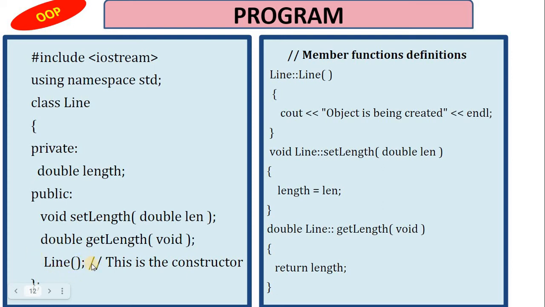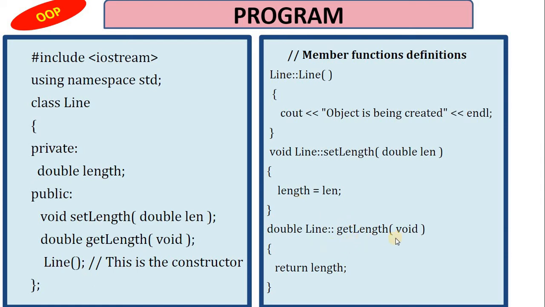You can define it inside the class and also outside the class. If you define it outside the class, you have to write the class name, scope resolution operator, and the constructor name, where I am just displaying the message object is being created. Then we define the next function, the setLength function, with the return type, class name, scope resolution operator, and its parameter, which assigns the parameterized value to the data member length.